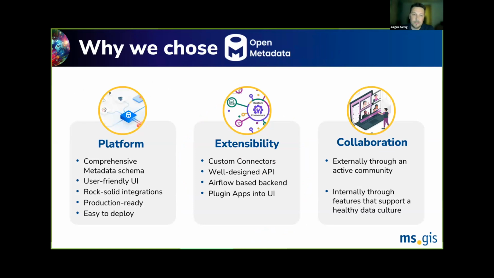Why did we choose OpenMetadata? First of all, for us it was important that the platform comes with a comprehensive but flexible core metadata schema and a user-friendly UI. So we wanted to bring collaboration into the game. Central features such as column lineage and observability are must-haves. And as I said, OpenMetadata was version 1.0, so it's rock solid, production ready, and easy to deploy at our customers, which mostly still use on-prem systems.